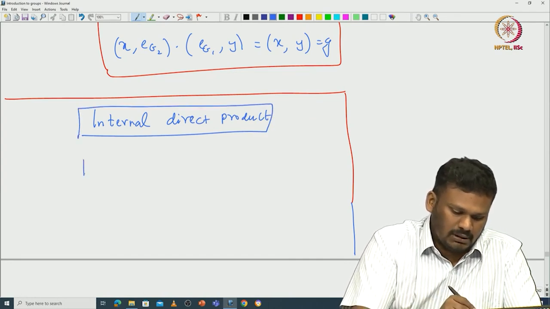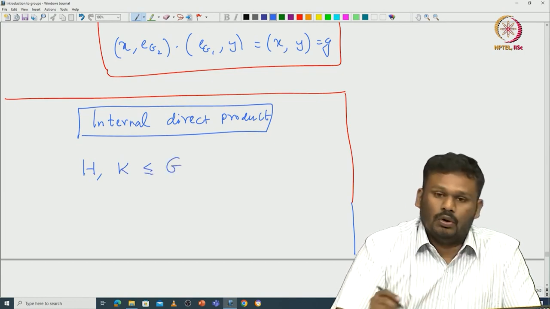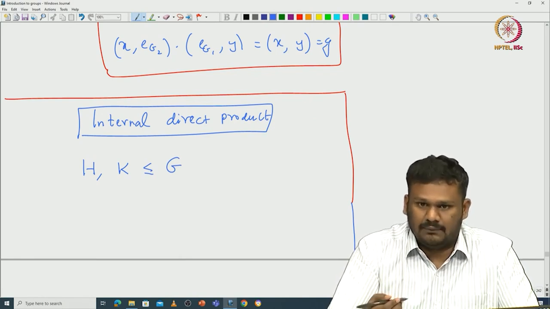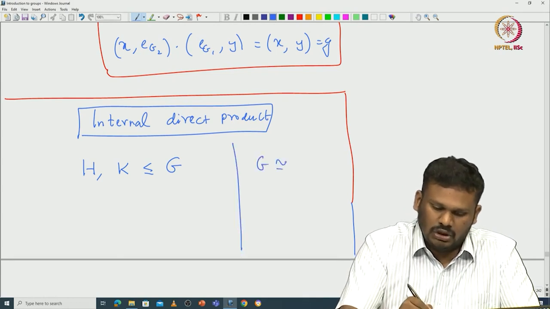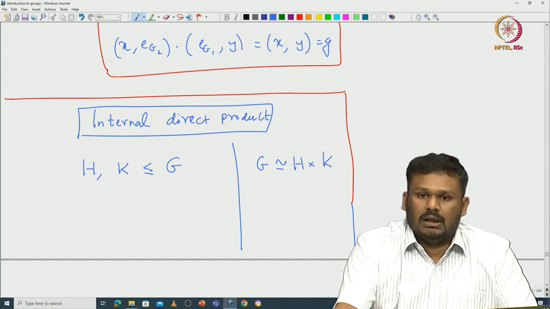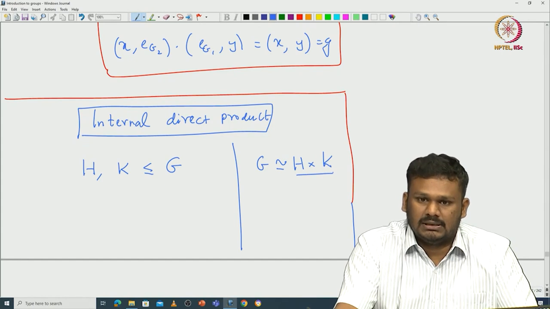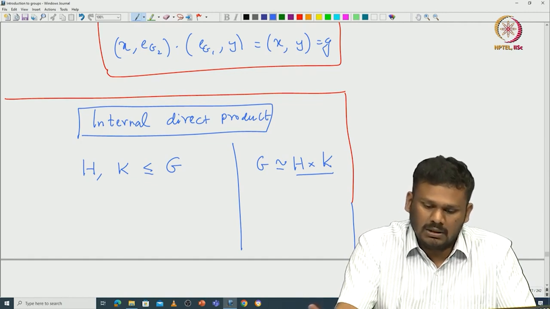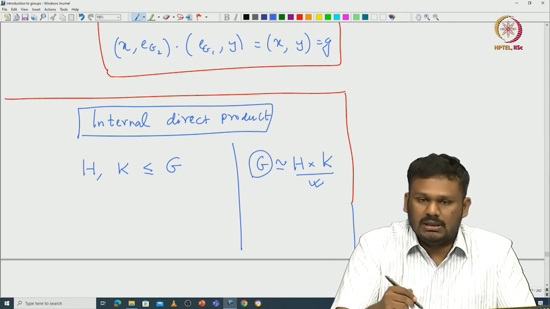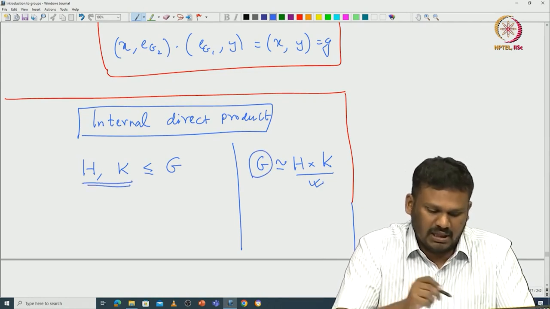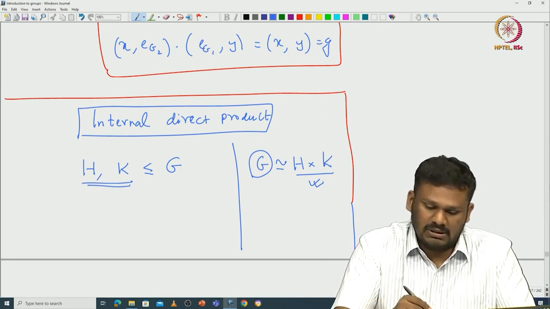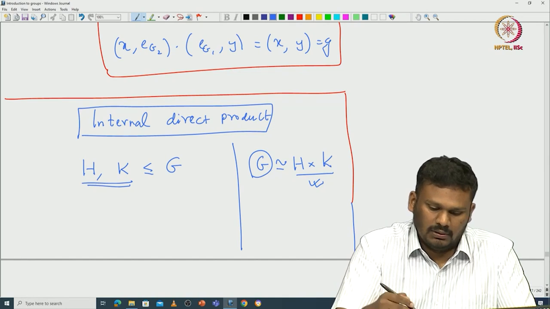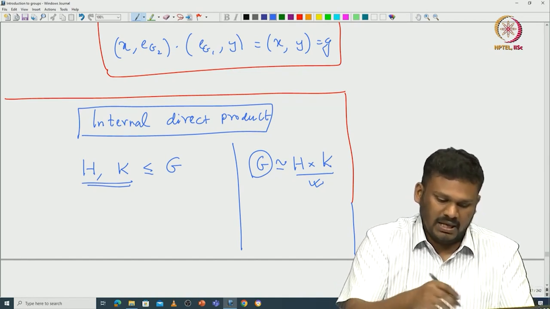So, what is the internal direct product? You take H and K, both subgroups of G. I want to say that G is created from H and K. Okay? So, in some sense, I want G to be isomorphic to H cross K. H cross K is another group that is coming from H and K, treating them as just groups. Okay? So, this is well defined, but G is like an ambient group that has H and K as subgroups. So, for some reason I want to say G is just isomorphic to H cross K, it is not something new. But how does one duplicate this in terms of only being inside group G?